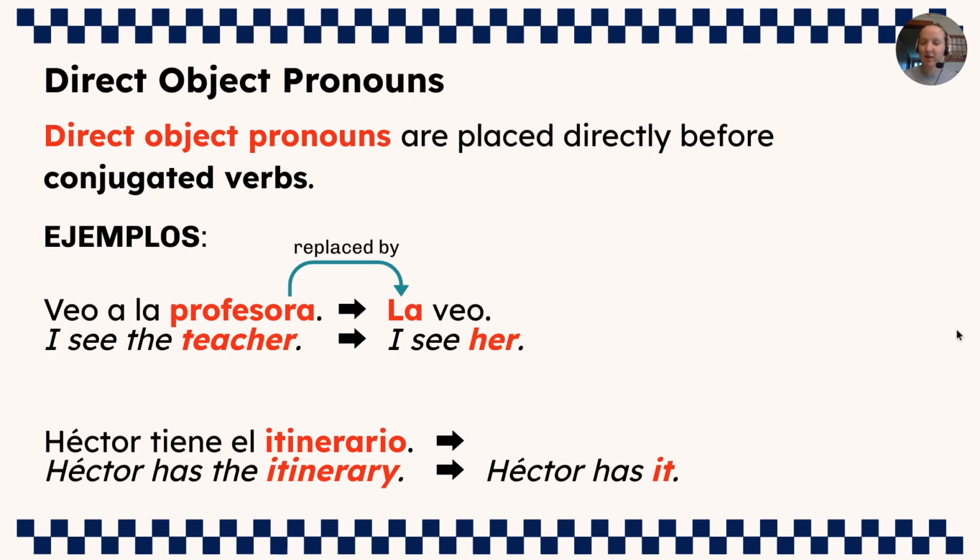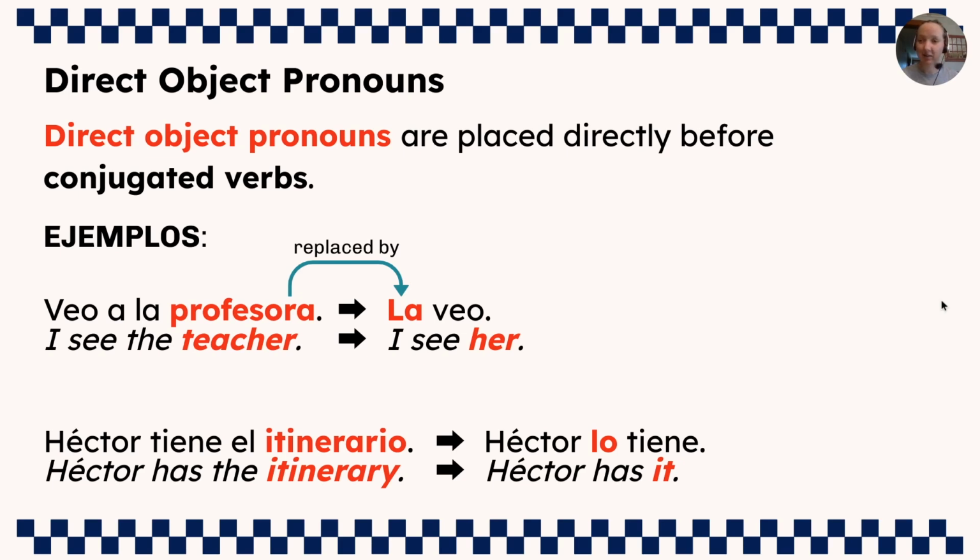Alright, you should have come up with Hector lo tiene. We know that we're going to use lo as our pronoun because el itinerario is singular and it's masculine. We're going to put lo in front of tiene because tiene is our conjugated verb and our pronoun goes before the conjugated verb. Good job. Let's keep going.